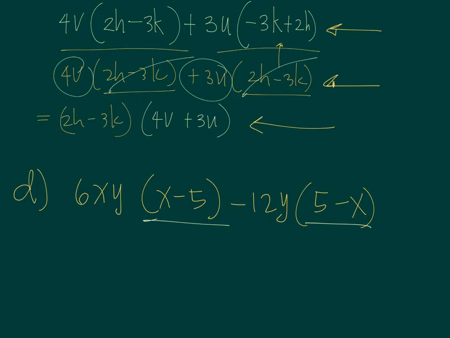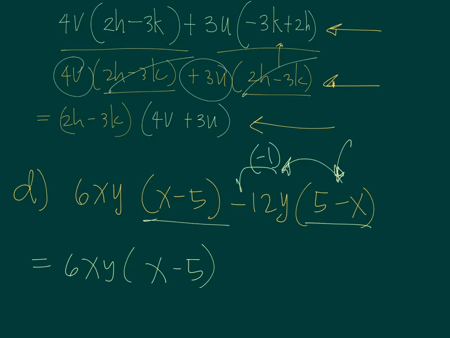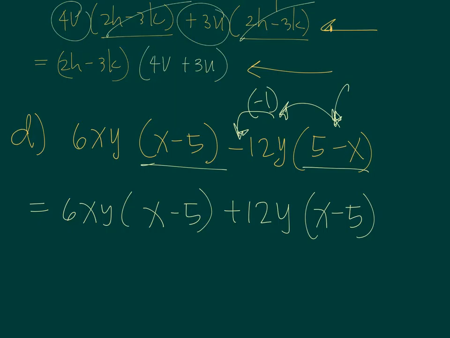So before you factor out anything, you can actually rewrite this into an x minus 5 by factoring out negative 1. But if you factor out negative 1, that will have an effect on the minus 12y. So negative 1 times negative 12y makes this a positive 12y, or plus 12y. Then the 5 minus x becomes x minus 5.